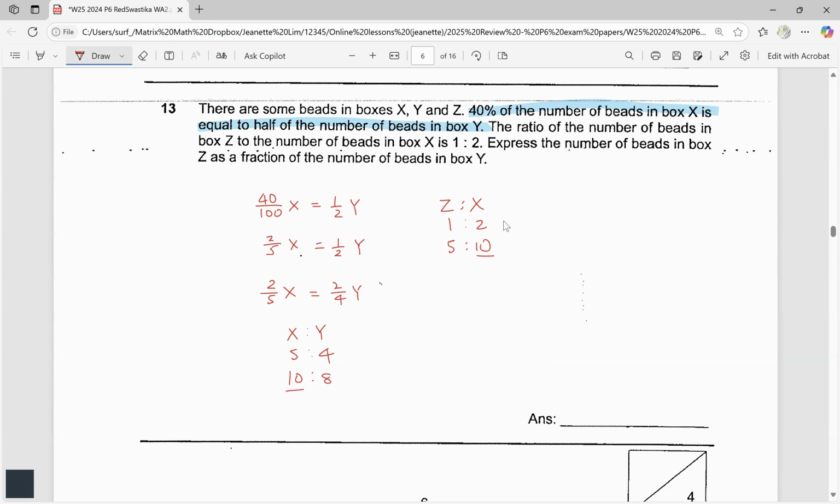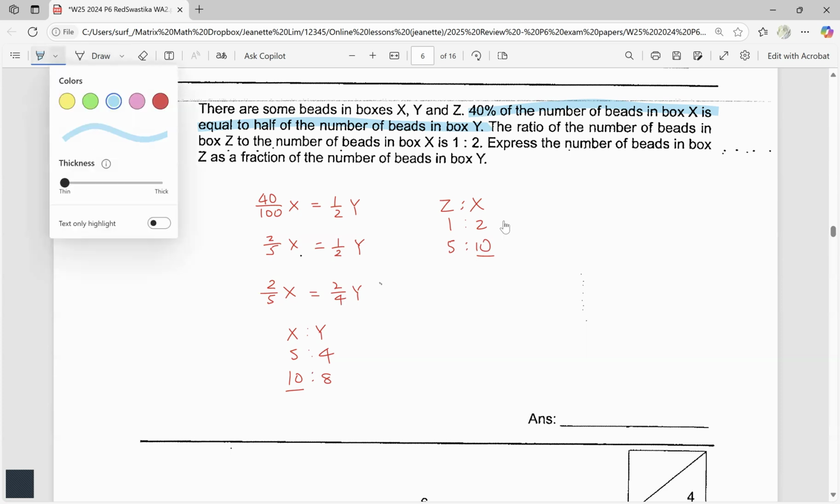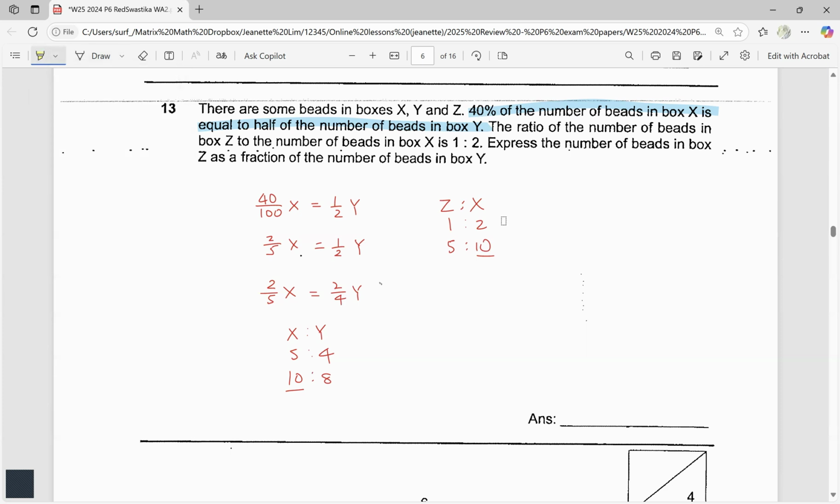Okay, now we can answer the question. What is z as a fraction of y? So if they say of the number of bits in y, it means that y is the denominator. So z over y. Z over y is 5 over 8. Okay, because z as a fraction of y. So of y means y goes down to the denominator.